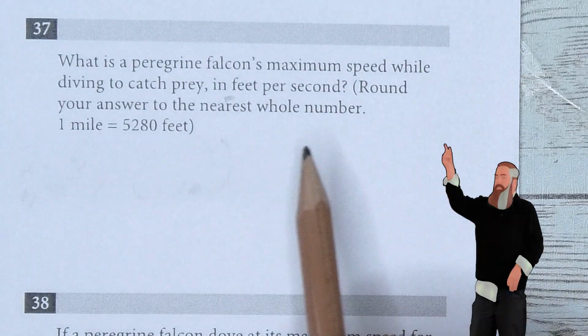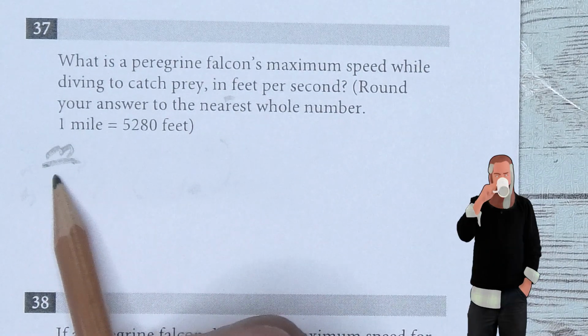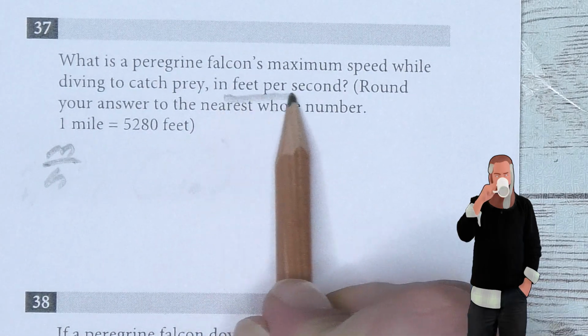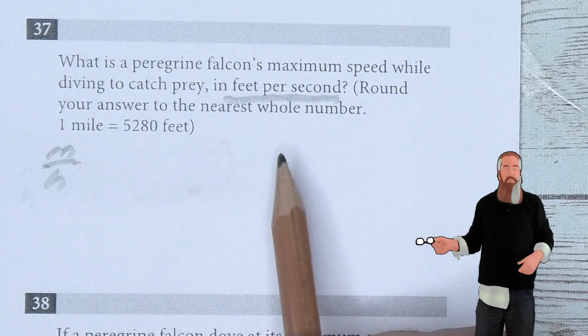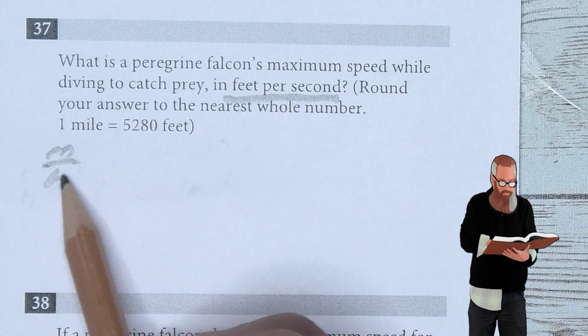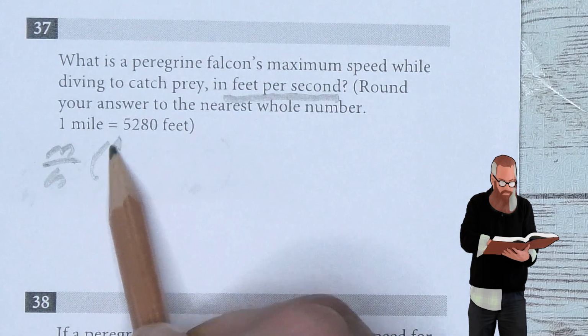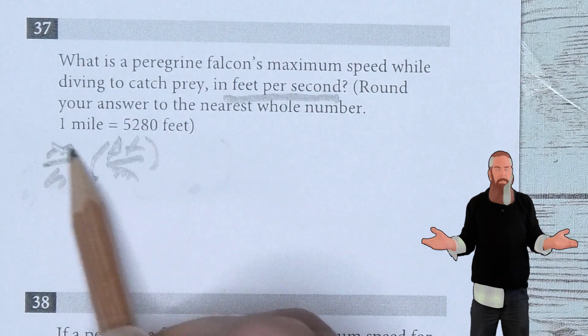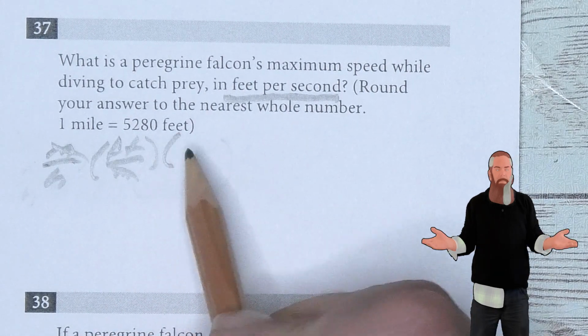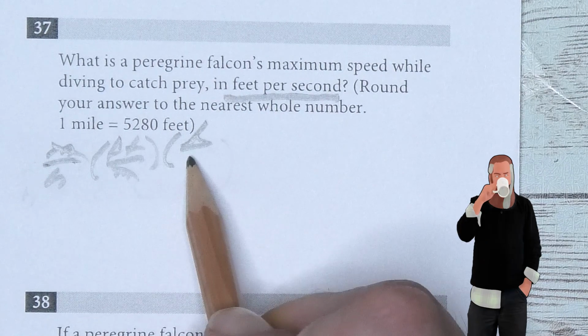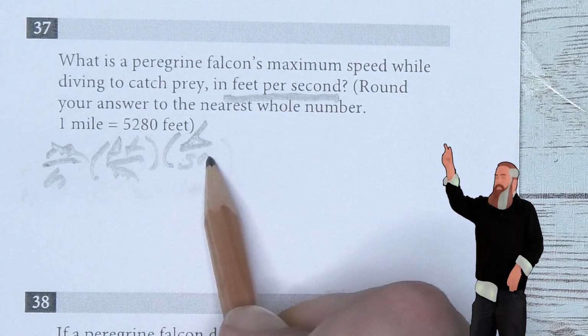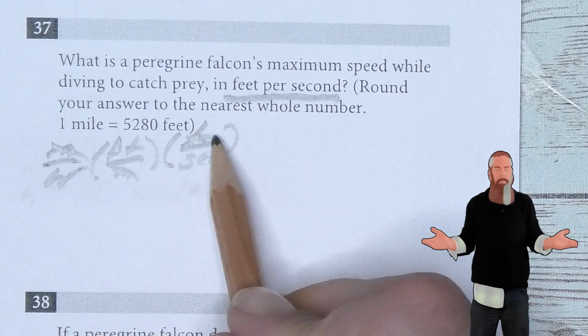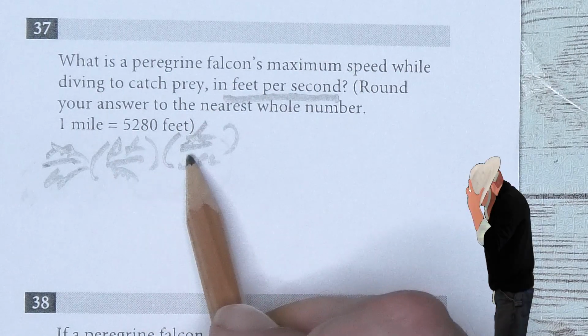Back up. It gave us miles per hour. And what we want to turn it into is feet per second. This means that we're going to multiply that miles per hour by feet per mile as a conversion. That would eliminate those miles. And then we're going to turn hours into seconds. That would eliminate the hours part. So we'd have feet per second.